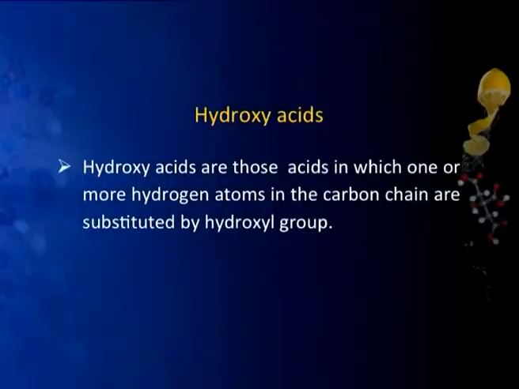We discussed that hydroxy acids are those acids in which one or more hydrogen atoms in the carbon chain are substituted by a hydroxyl group, and they were classified as alpha hydroxy, beta hydroxy or gamma hydroxy etc., depending upon the position of the hydroxyl group on this chain. I discussed that these hydroxy acids are very useful for us. They are used in medicines, cosmetics and in food items.